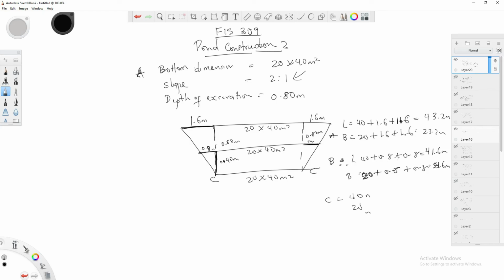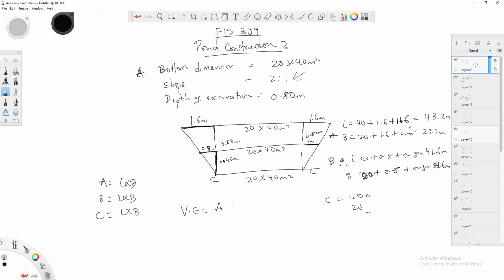So now all we have to do is find the area. Area is length times breadth, isn't it? Area of A is the length times the breadth of A. Area of B is length times breadth of B. Area of C is length times breadth of C. So once you've done all those, then inputting it into the volume of excavation shouldn't be a problem.